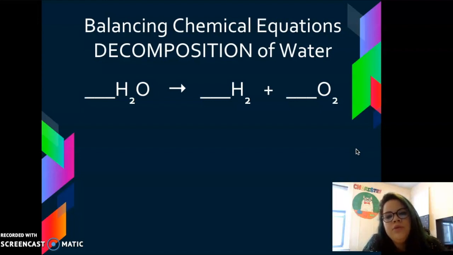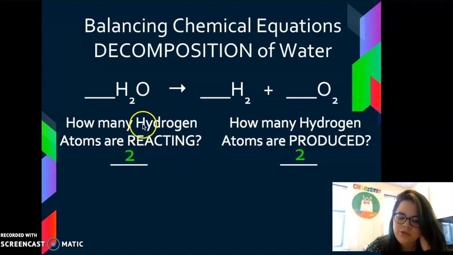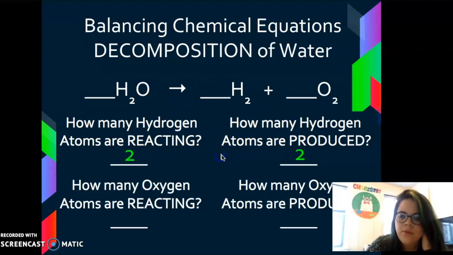So first thing you want to do is you want to see if this is balanced. Look at the number of atoms before and after. So I'm going to start with hydrogens. How many hydrogen atoms are reacting? This is going to be a question you're going to ask yourself in your head. I have 2 hydrogens in my water molecule, and I have 2 hydrogens, part of the diatomic. Hydrogens were good, 2 before, 2 after. But when we look at oxygen, things get a little weird.